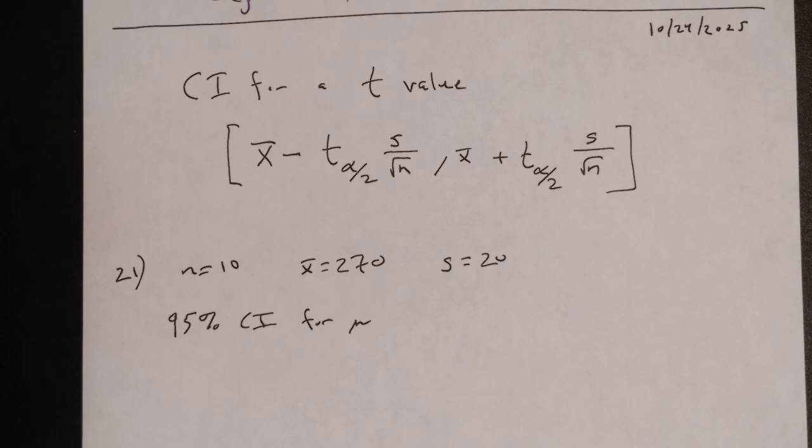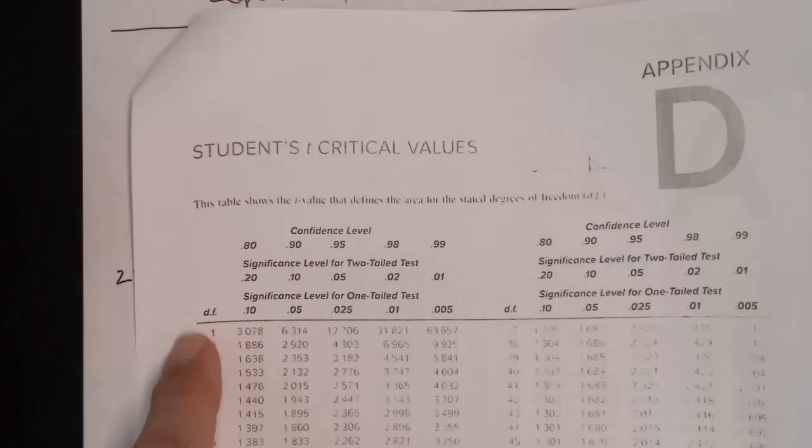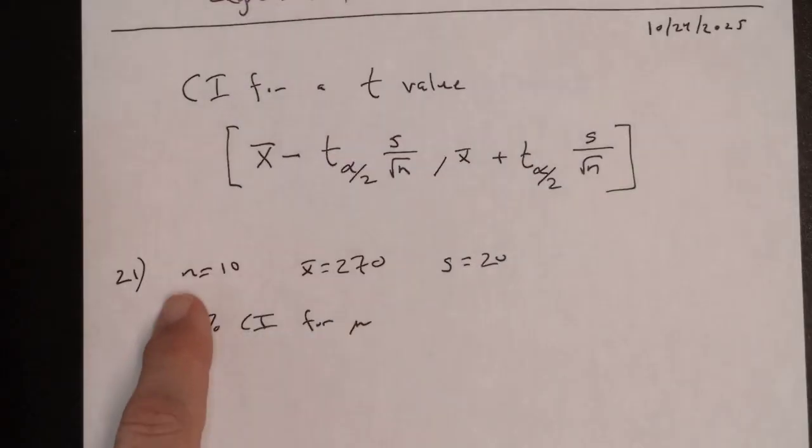So, first thing I need to do is I go to my table and I say to myself, I want a 90% confidence level. Oh, sorry, 95% confidence level. 95% confidence levels are right here. So that's the column I want. And I want degrees of freedom. I have 10 items. What's my degrees of freedom?